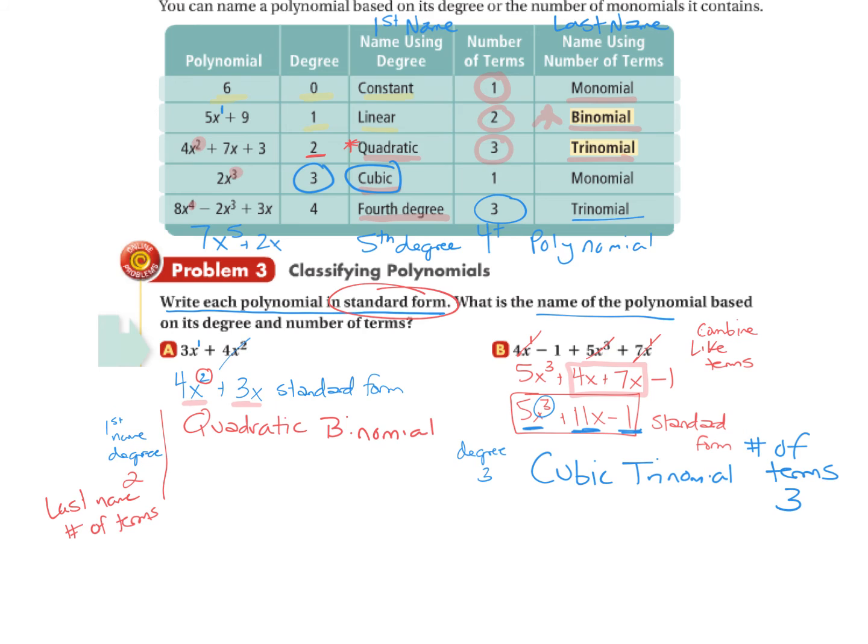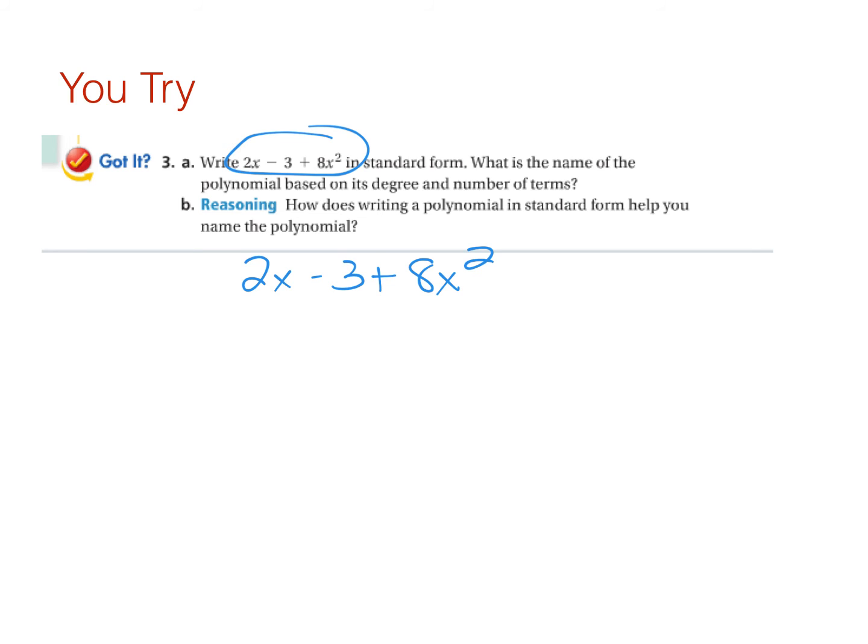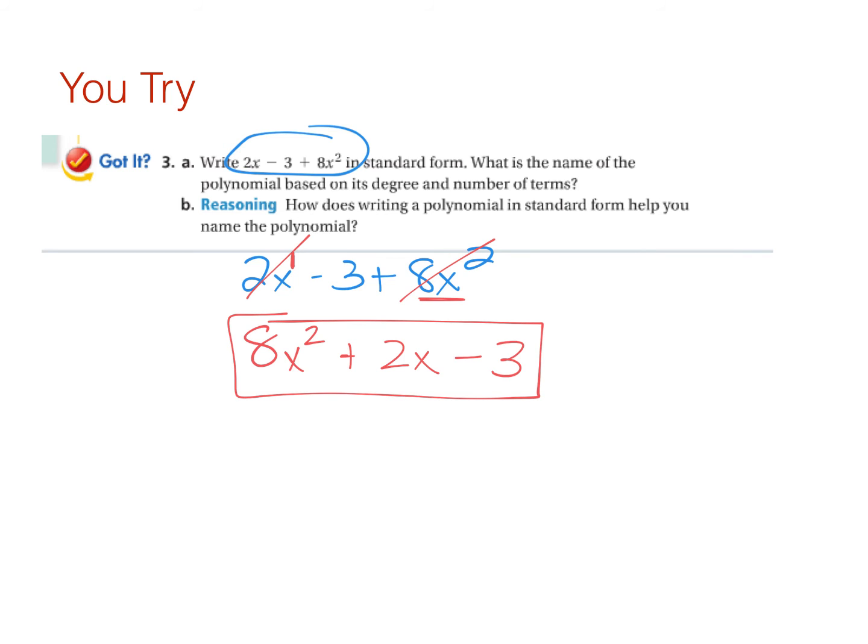So yeah. One more that we're going to try. We're going to take a look at this guy. We've got 2x minus 3 plus 8x squared. So the first thing I want to do is get it into standard form. I'm going to write that exponent of 1 in. My biggest exponent is going to be 8x squared. Next will be that positive 2x in the front. Plain number at the end always. So now we've gotten that into standard form.